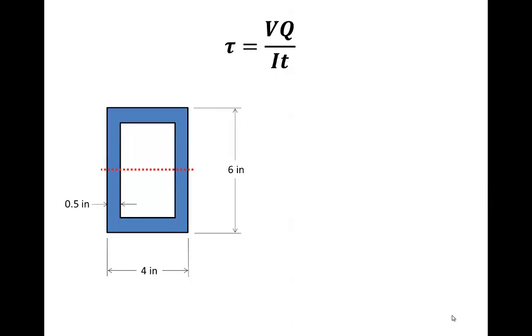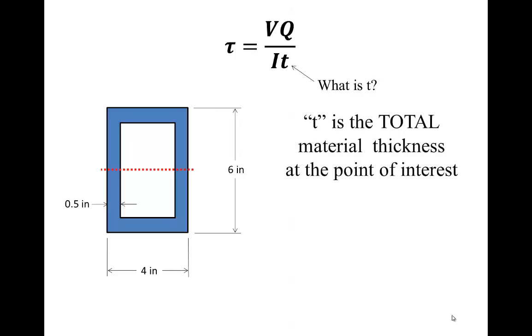So we have reviewed how to calculate Q in this equation for transverse shear stress. Earlier in the video we reviewed how to calculate I. But you may be wondering what T means. T is the total material thickness at the point of interest. Since the point of interest is usually at the neutral axis, since that is the location of highest transverse shear stress, the total material thickness at this point is 2 wall thicknesses. So T in this case would be 1 inch, not just a half inch.